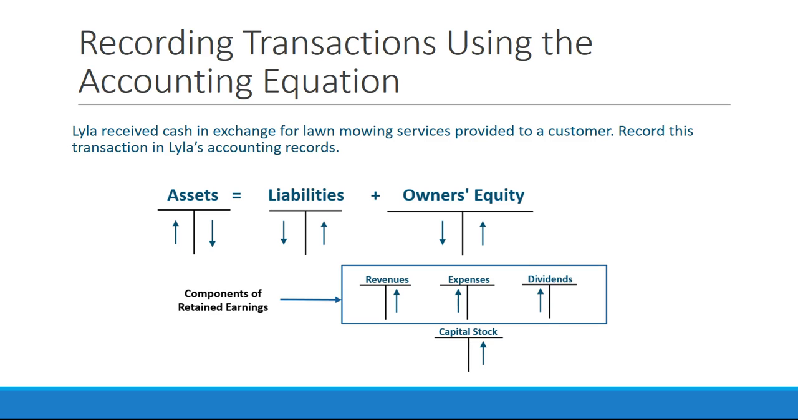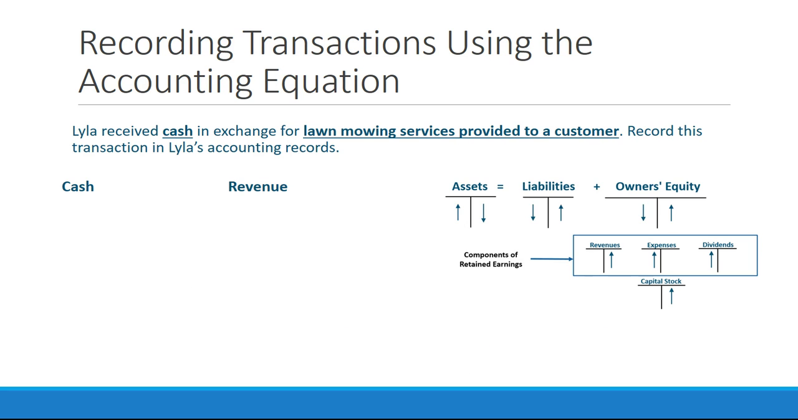Well, let's look at a transaction that affects the equity section of this accounting equation. The transaction here: Lila received cash in exchange for lawn mowing services provided to a customer. She's receiving cash. Remember that cash is an asset account. It's increasing because she's receiving cash, and so we need to increase that asset account through a debit. When she received the cash, it was because she did some work. She earned some money through mowing lawns. That's what we call revenue.